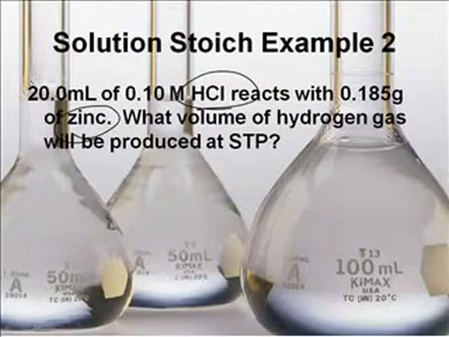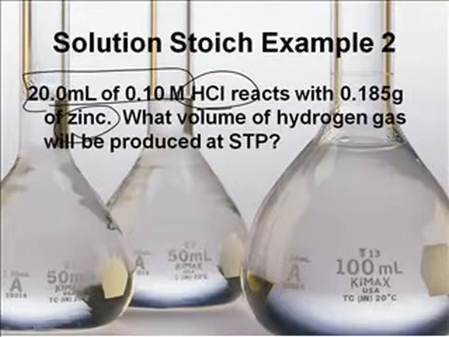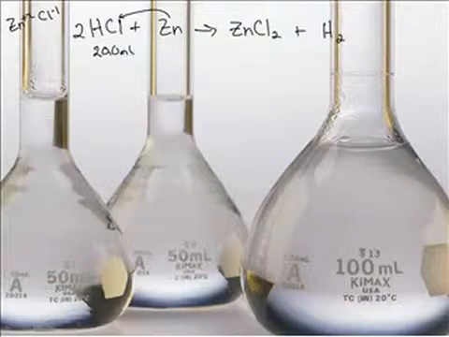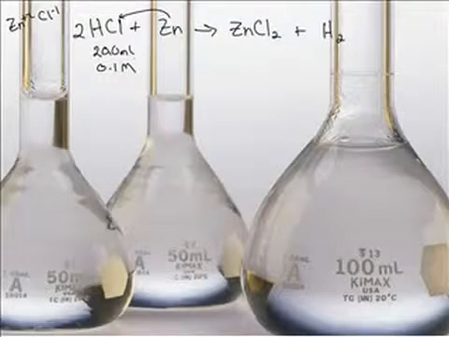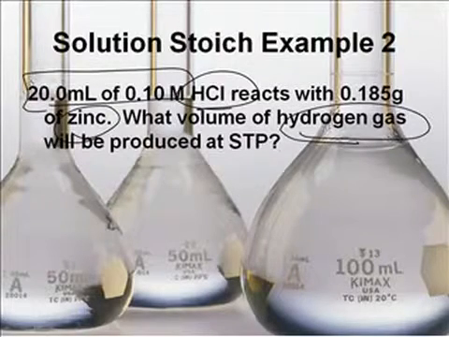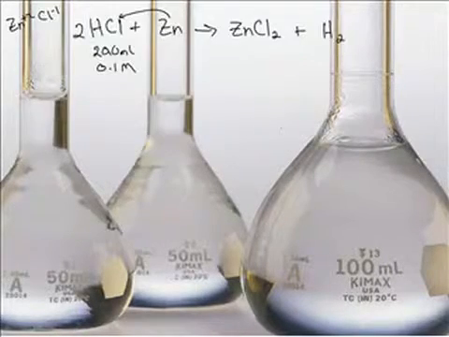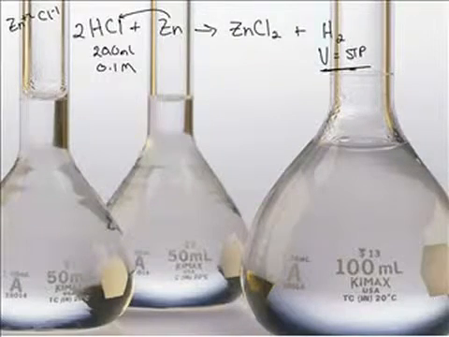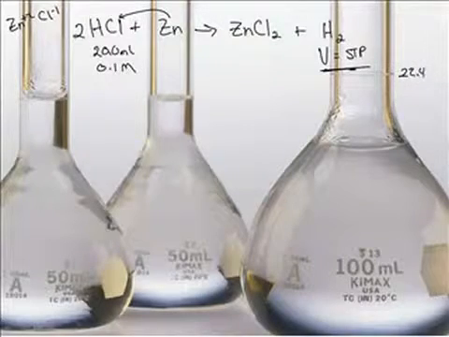I have 20 milliliters of 0.1 molar HCl. So HCl is 20 milliliters and 0.1 molar. Now, what's it asking me to find? What volume of hydrogen gas at STP? All right, so I'm going to put V at STP. With STP, I can use that 22.4 liters per mole number.